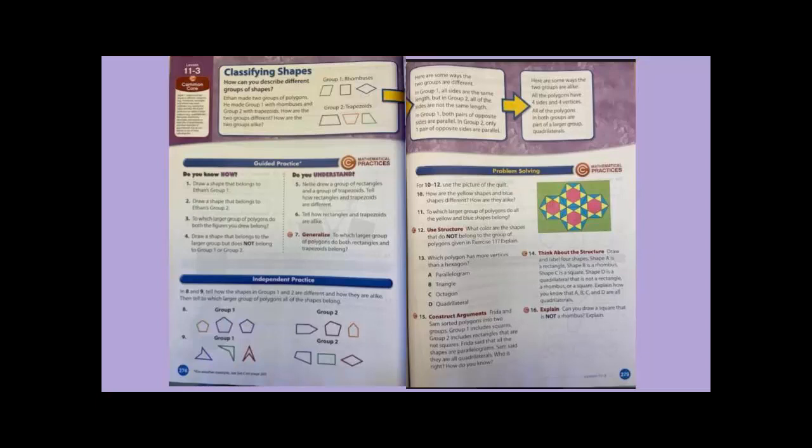Now let's work through numbers 1 through 7 together. So if you don't have your spiral notebook and your pencil, turn off the video or put it on pause and go and get your supplies, and we'll work the next problems together. Let's get started. Number 1, draw a shape that belongs to Ethan's group number 1. Pause the video and draw one of the figures that belongs to Ethan's group number 1.